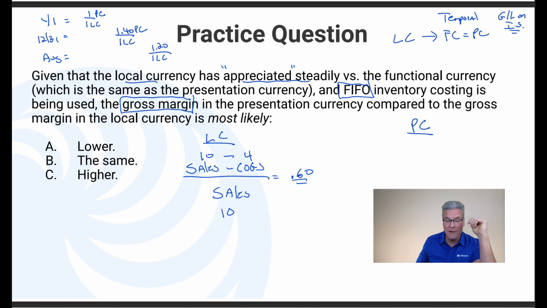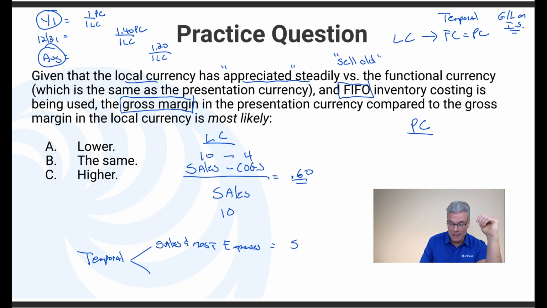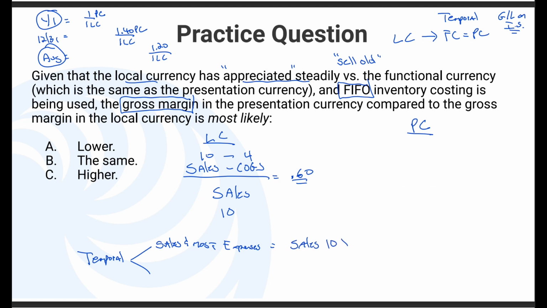Okay, so now if you're using FIFO, FIFO sells which ones? You sell the old. So let's pretend that stuff was bought on January 1st. Whereas the sales have to be converted at what? The average. So knowing that we're doing the temporal method, we know sales and most expenses use the average exchange rate. So let's take the sales of 10. Let's multiply that by the average exchange rate, 1.2. So now in the presentation currency, 12.